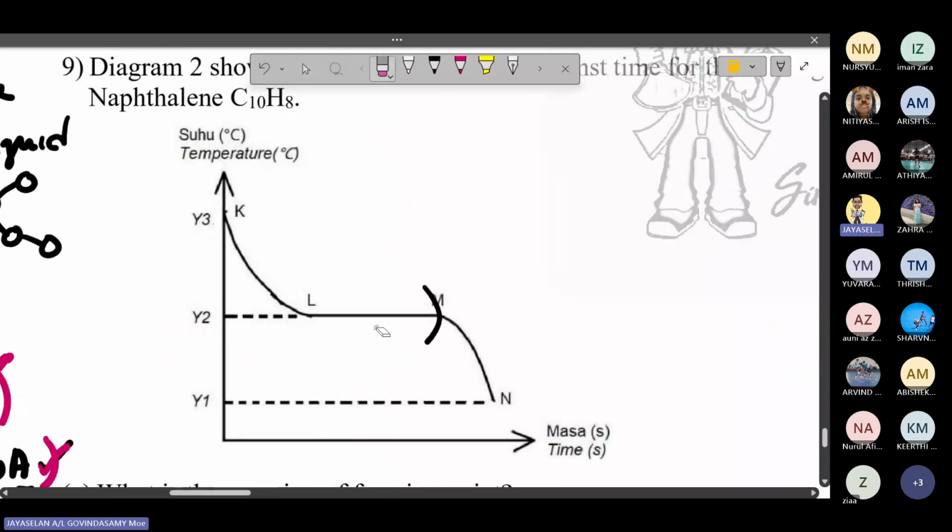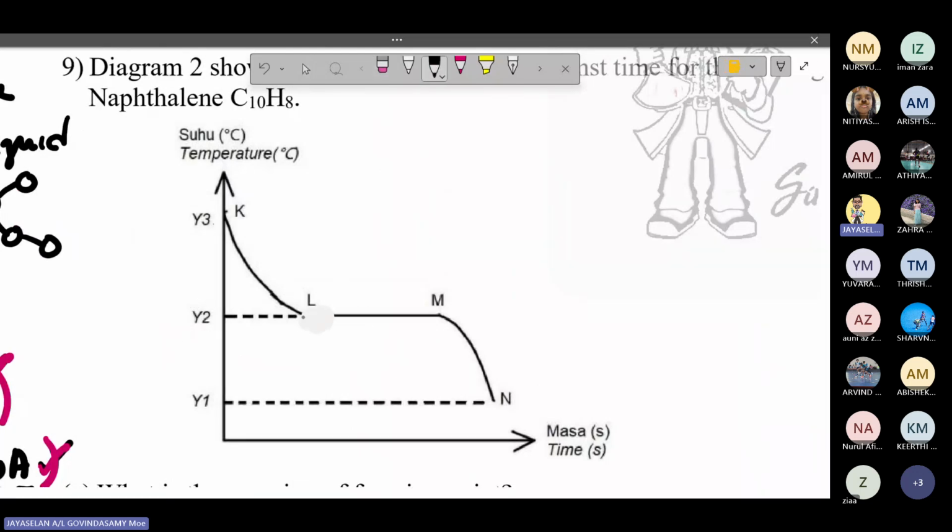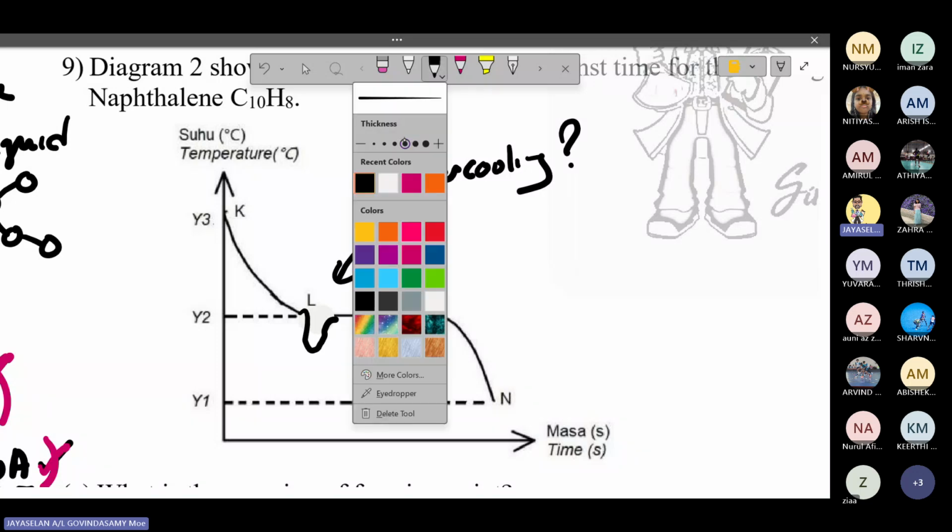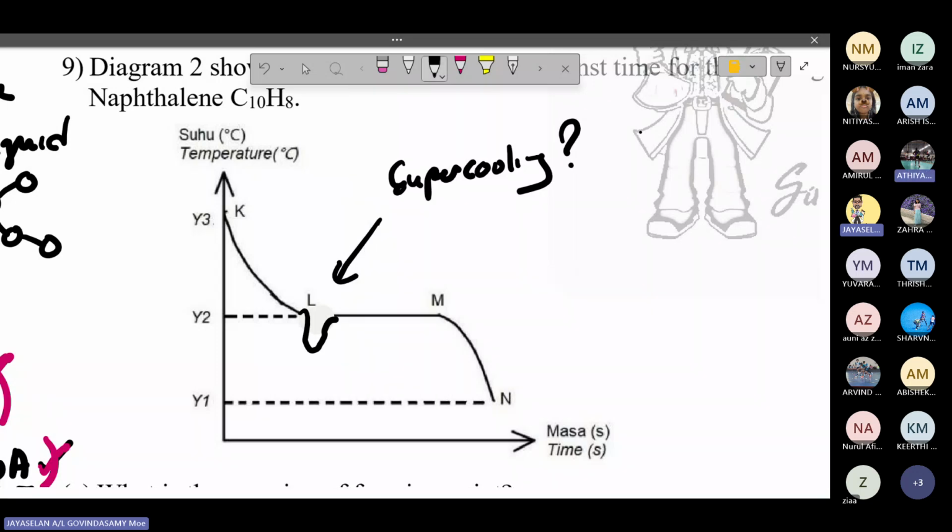Okay, in the exam maybe they show you this. What phenomenon is this? Anyone? Supercooling. Okay, this phenomenon is called supercooling. Must memorize. Why does this supercooling phenomenon occur? Must remember. Very good. Why?